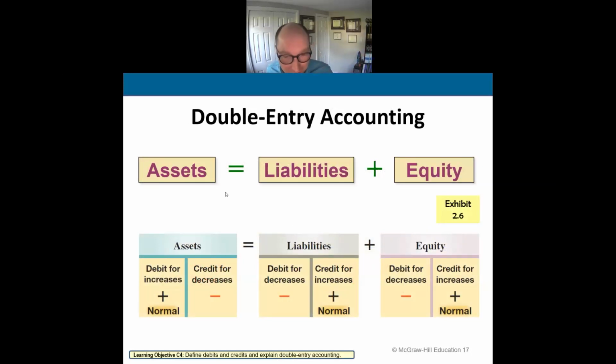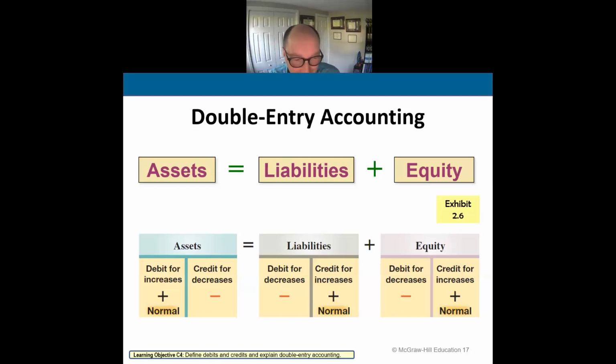So here's how it looks. Assets equals liabilities plus equity. The increase in an asset account, we debit it. And it normally has a debit balance. Otherwise, we're in trouble, right? My cash account is always positive. Therefore, there's always a debit entry. It always has a debit balance.